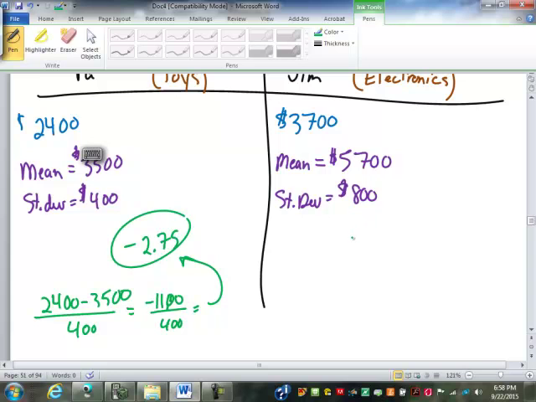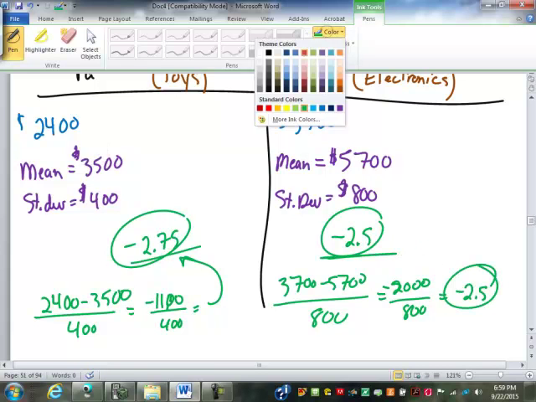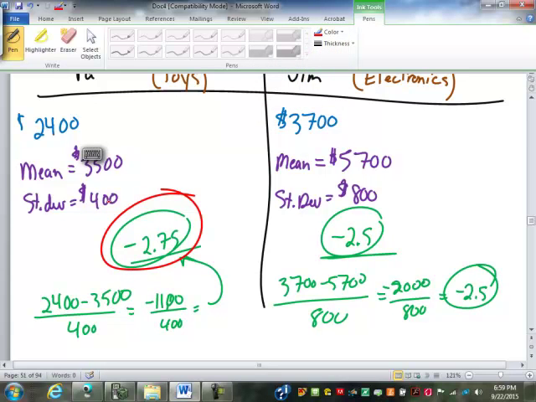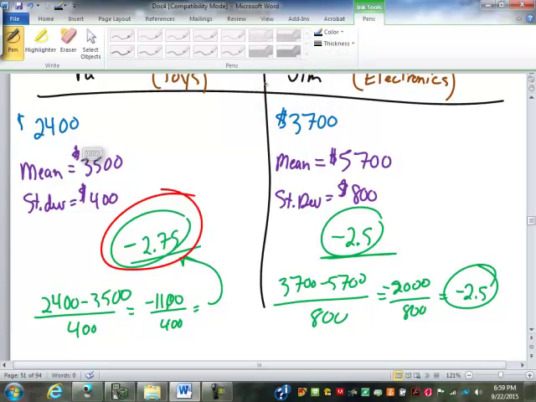For Jim, what'd you get for the Z-score? Negative 2.5. Perfect. 3,700 minus 5,700 over 800. It's a negative 2,000 over 800, which is a negative 2.5. Who did worst? Yeah, it was Pat. Pat's out. It was good knowing him.